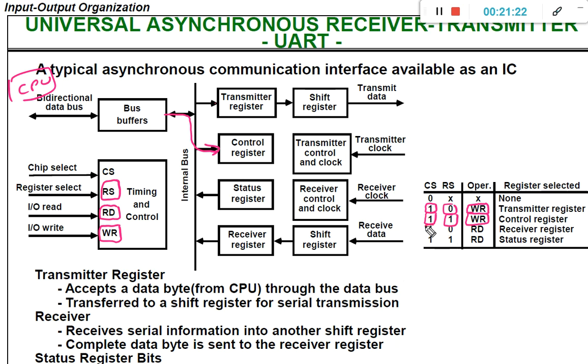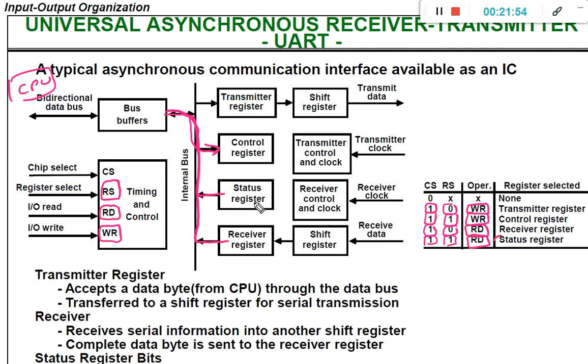And 1, 0 represents the read operation for the receiver register. Whenever the 1, 0 values are there for CS and RS, the operation is to receive the data from the receiver register to the CPU. And 1, 1 also represents a read operation, however reading the content from the status register. So the CPU is going to read the content from the status register.